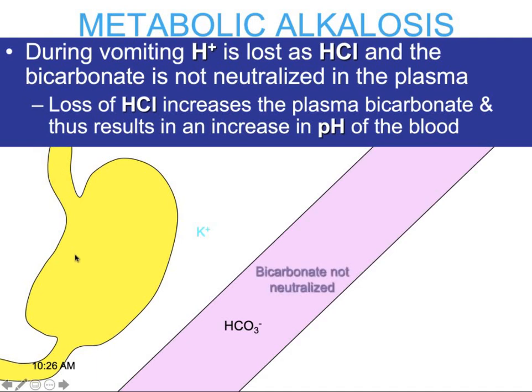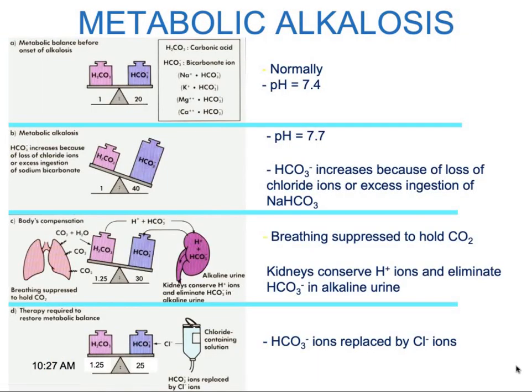So during vomiting, the HCl goes outside. This bicarbonate will not be neutralized. The body will develop metabolic alkalosis. So normally the pH is 7.4. In alkalosis, it becomes 7.7, right?